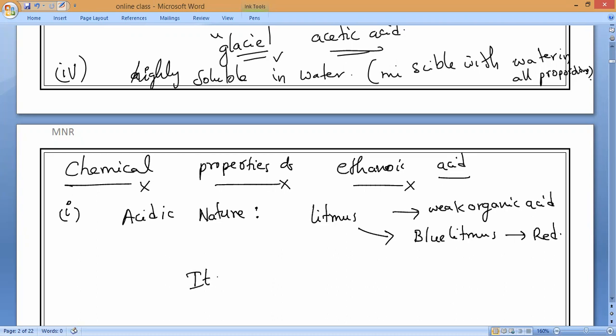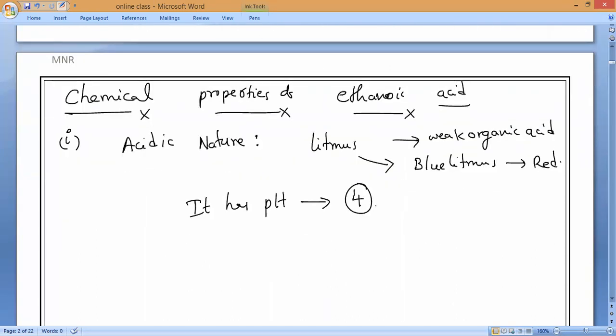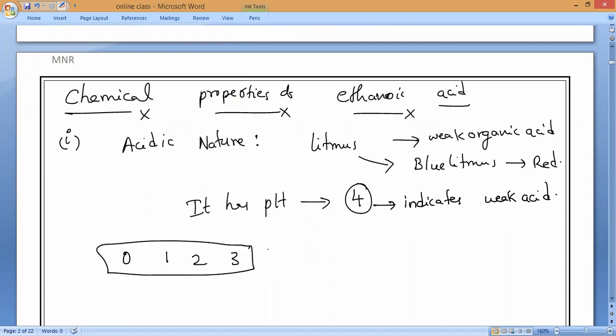So it has a pH value. Tell me, anybody, acetic acid pH value? It is 4. So 4 means weak acid or strong acid? Weak acid. All of you should remember the pH scale: 0, 1, 2, 3 are strong acids; 4, 5, 6 are weak acids. So that is why all the organic acids are weak acids.